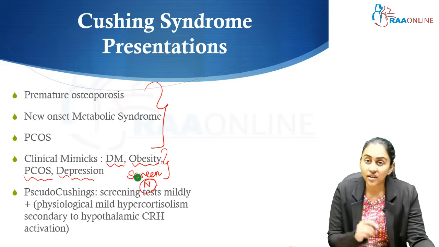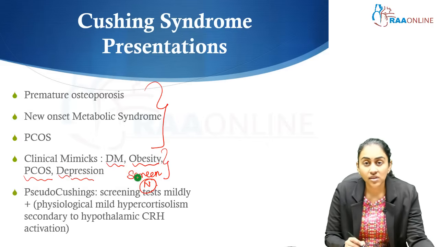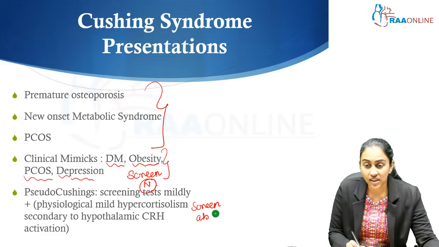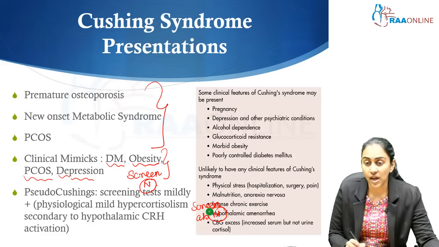Now, there is another category of conditions which are called pseudo-Cushings, where the screening tests are going to be mildly positive. Therefore, we cannot rely only on the screening tests in this group of patients. Why is this? Because in these conditions, there is going to be activation of hypothalamic corticotropic releasing hormone, and that is going to result in mild hypercortisolism.